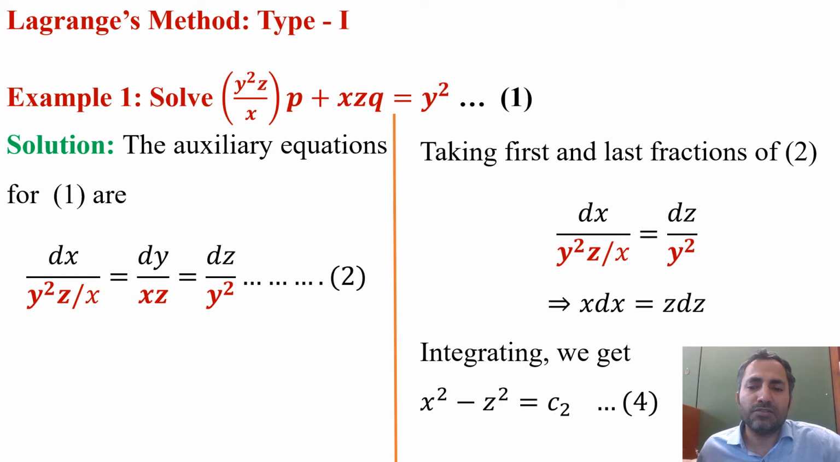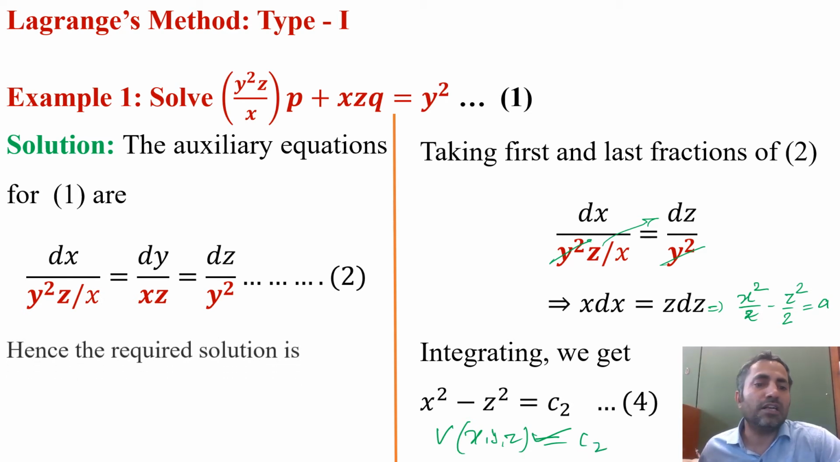Again simplify here: y square will be cancelled, x goes to the numerator, and z goes here. So we get x dx equals z dz. Again by integrating, we get x square by 2 minus z square by 2 equals some constant c a, let's say. By taking 2 as LCM, 2a equals c2 that we can write. So the second component of the solution, v of x, y, z, equals c2 that we obtain here.